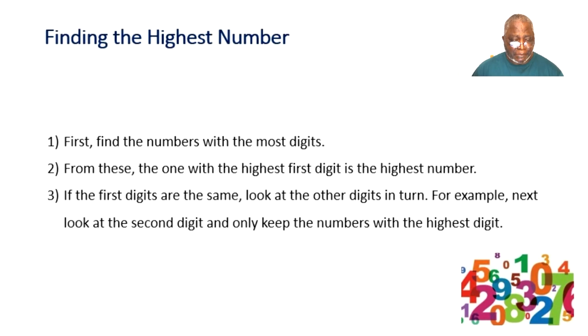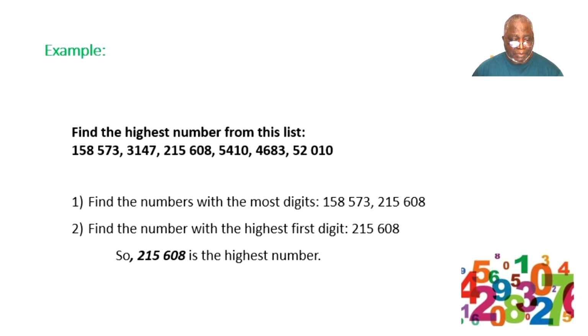Now let's find the highest number. 3 steps again, as we did when we were finding the lowest number. You first find the numbers with the most digits. From these, the one with the highest first digit is the highest number. If the first digits are the same, look at the other digits, compare them. So for example, you look at the second digit and only keep the numbers with the highest digit because you're looking for the highest number. Find the highest number from this list.